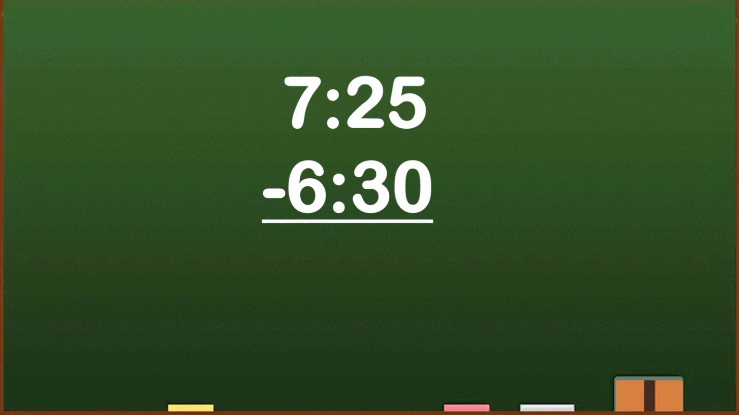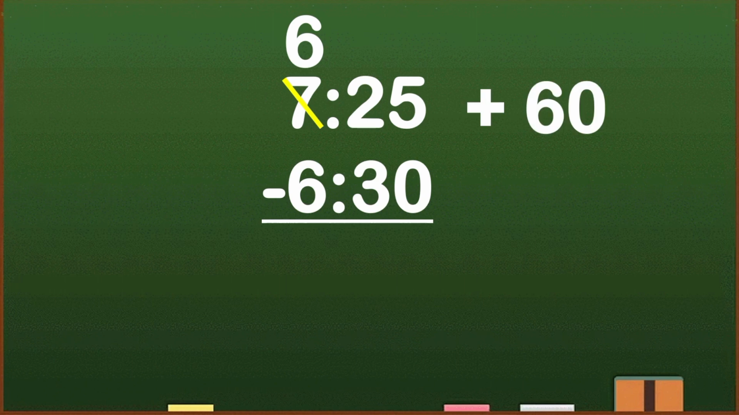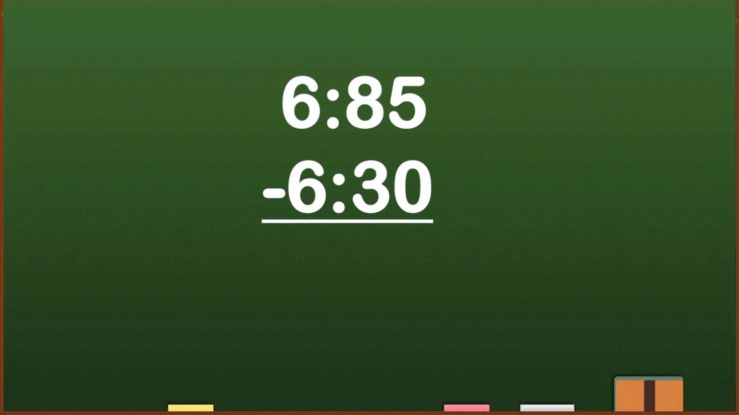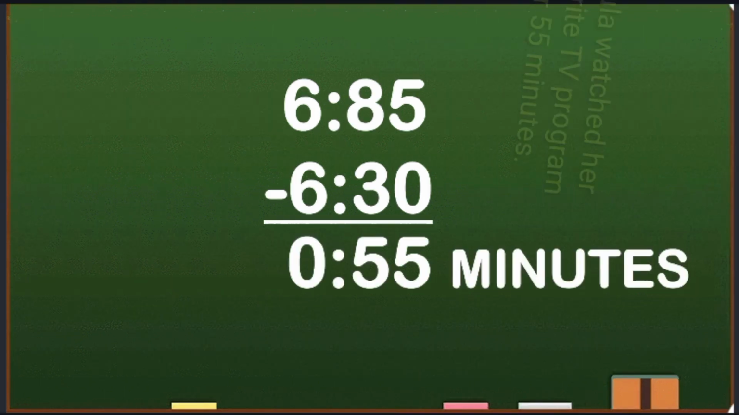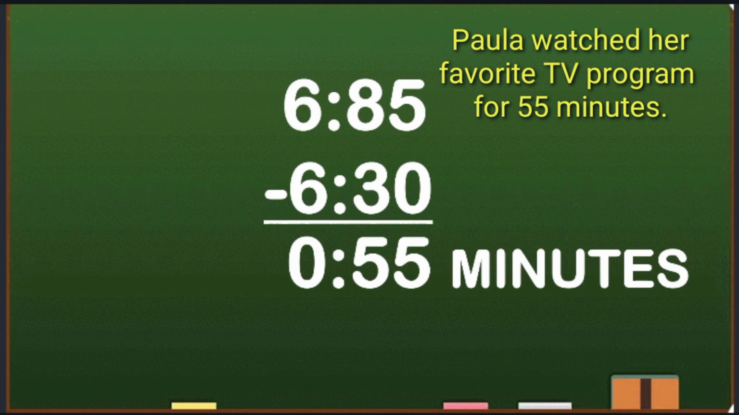And since 30 cannot be subtracted from 25, we will borrow from hour. In this case, since an hour is equivalent to 60 minutes, we will borrow 1 hour from 7 and convert this into minutes, so we will add 60 to the minutes that we have. 25 minutes plus 60 minutes is equal to 85 minutes. So we will have 55 minutes. Same answer again. Paula watched her favorite TV program for 55 minutes.